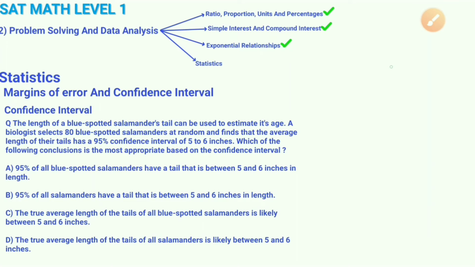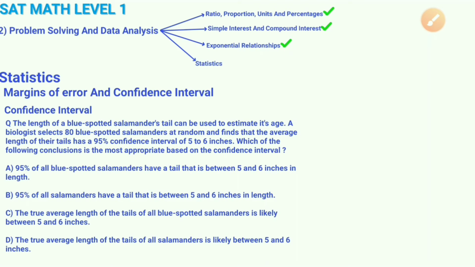Question. The length of a blue spotted salamander's tail can be used to estimate its age. A biologist selects 80 blue spotted salamanders at random and finds that the average length of their tail has a 95% confidence interval of 5 to 6 inches. Which of the following conclusions is the most appropriate based on the confidence interval?